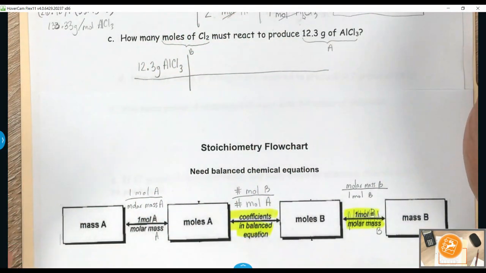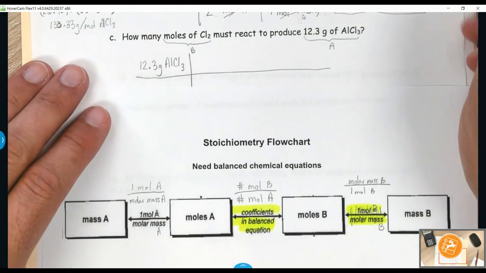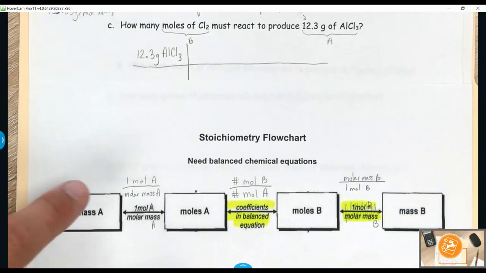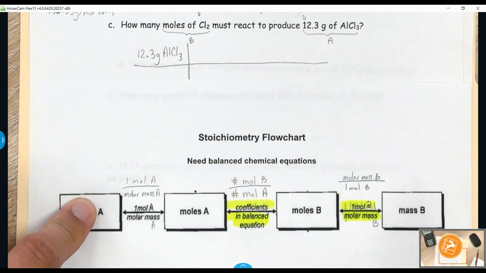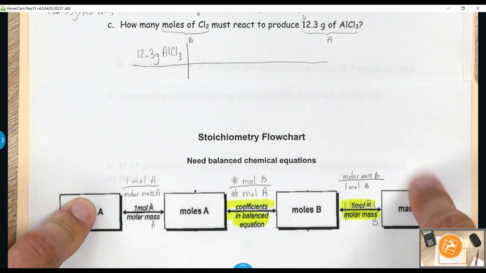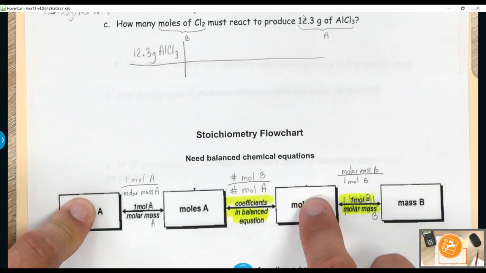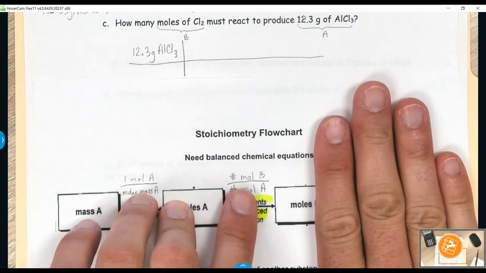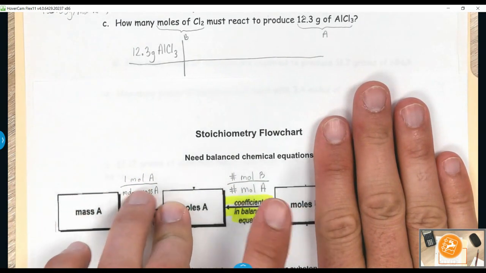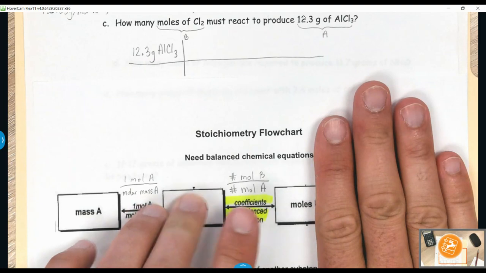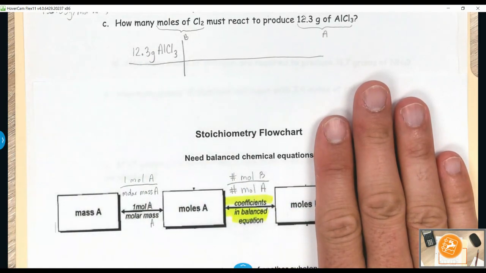Please be writing along, guys. So since we're starting with grams, we're here. What do we want? Do we want mass of substance B or moles of substance B? Moles. So that means we want to finish here. So these two pieces are the conversions that you need to make. All right, and then it's pretty much straightforward from there.